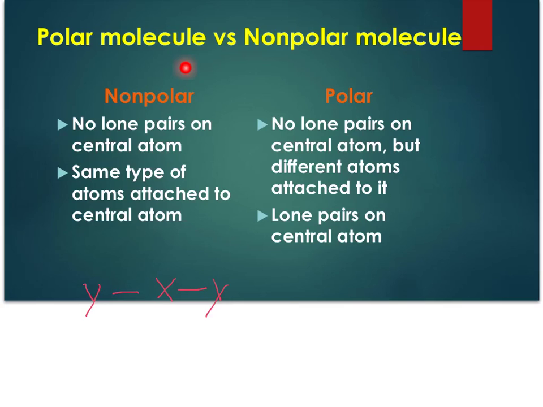But I have the same X. Let's say I have X as our central atom. I have Y and Y. But now I have a lone pair on it. I have lone pairs, so that will make this polar now. Also, I could have this. I don't have any lone pairs on it, but I have different atoms attached to the central atom, so that will make it polar. And that's how we're going to determine.